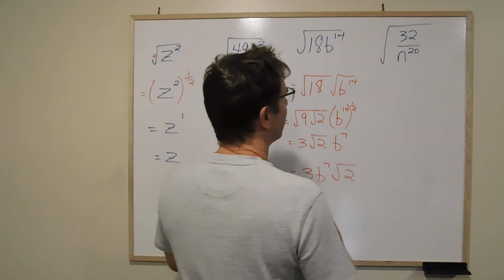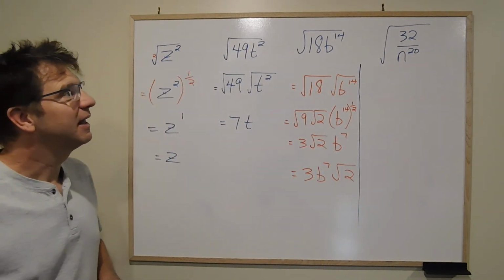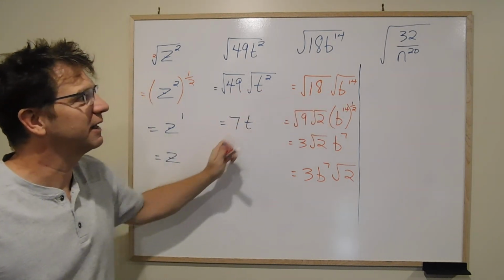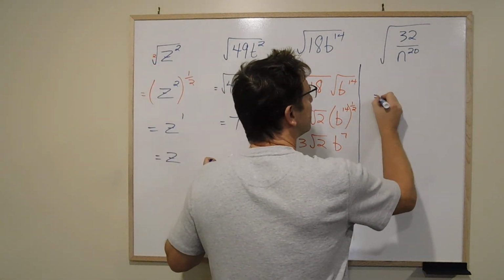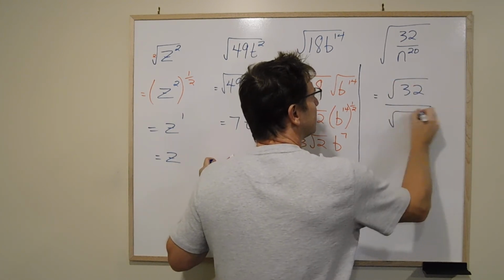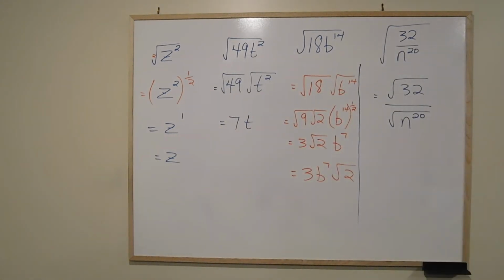We'll create some space. Okay, 32. So what we can do, the same way we broke it up when we were multiplying it, I can say this is equal to the square root of 32 over the square root of n to the 20th. Let me just let you see that for a sec. So instead of having them in one square root, I can have them in two square roots.